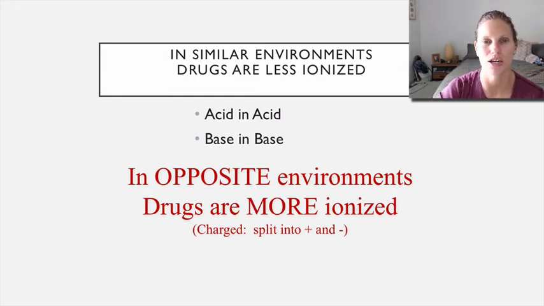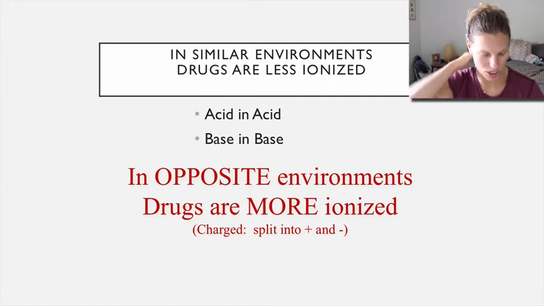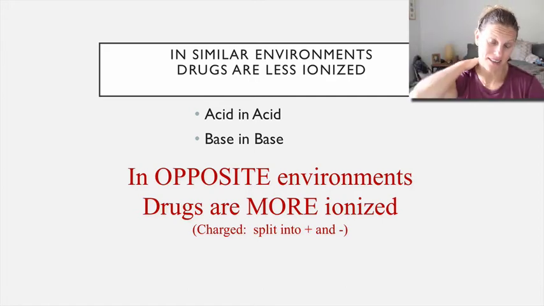The important thing here, to go back to the big picture, is when something is ionized, it is not as likely to get to its receptor if it has to cross a membrane. It's stuck in the place where it ionizes. So you might be thinking, do I really need to know this? Is this very important to me? In most cases, it's not that important to you.